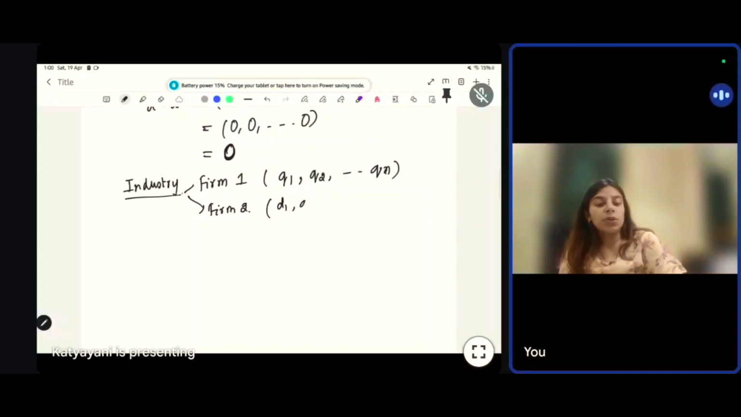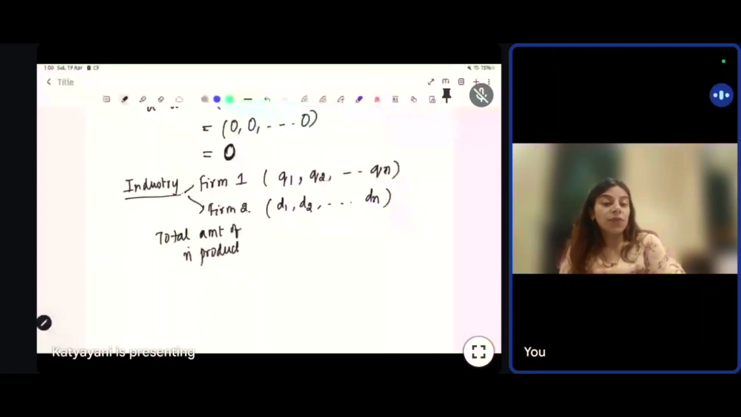Now you have to tell me the total amount of n products produced in the market or in the industry. So what will you do? What is the total of these n firms? You will write it as q1 plus d1, q2 plus d2, and so on till qn plus dn.